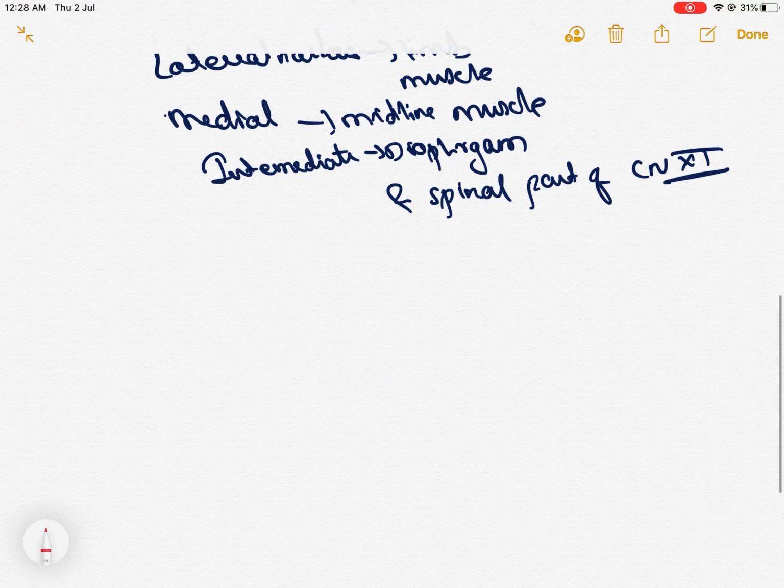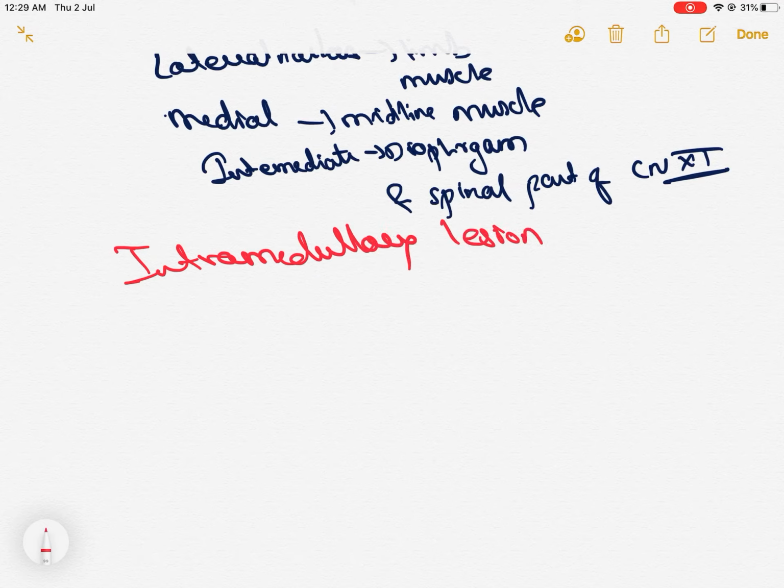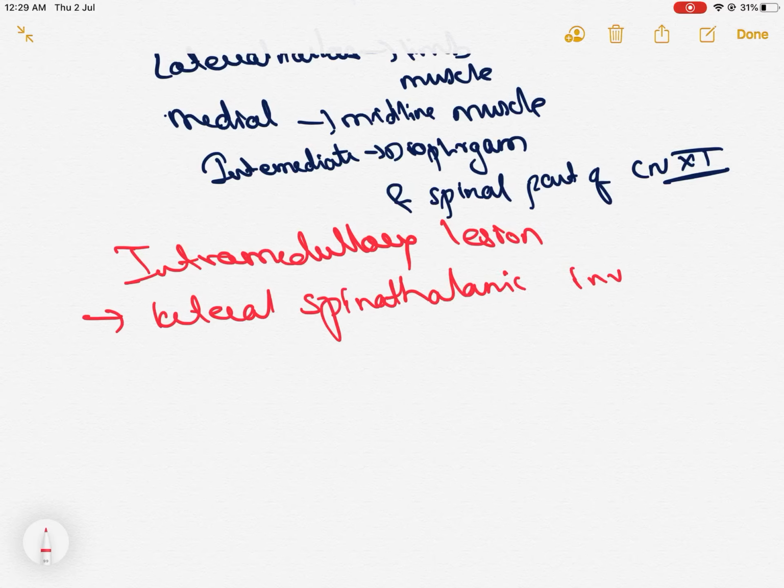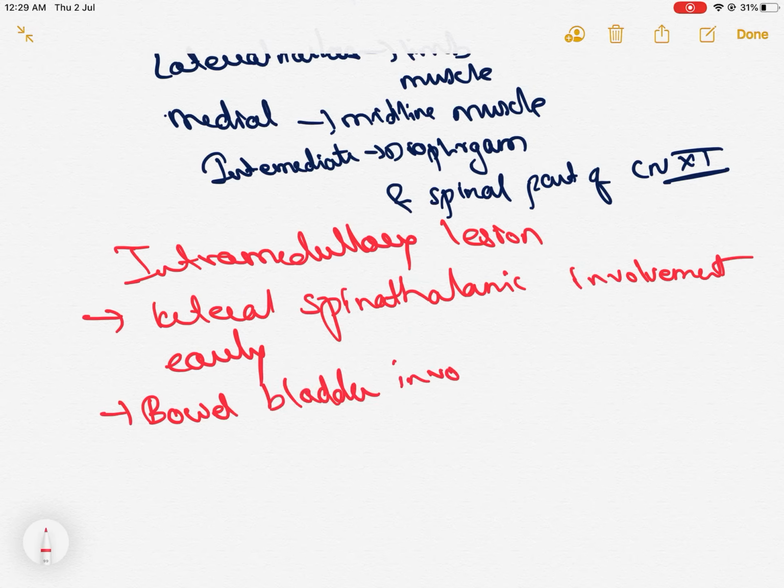So what we can tabulate is that in intramedullary lesions, okay, lateral spinothalamic involvement is early. Okay, bowel bladder involvement is early. Okay, these are the 2 points which we read.